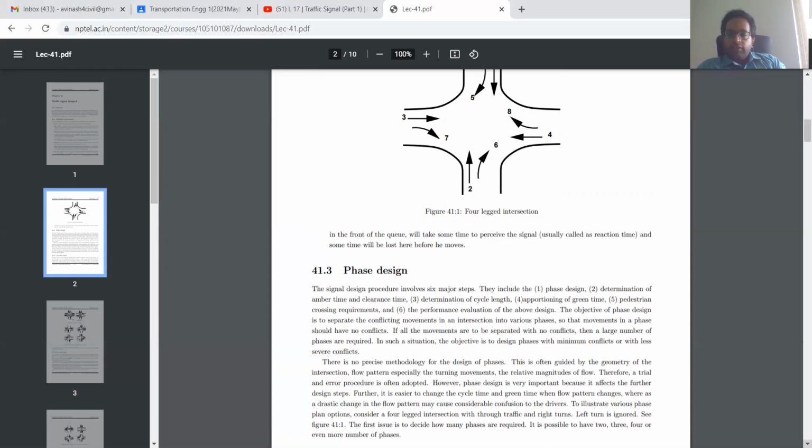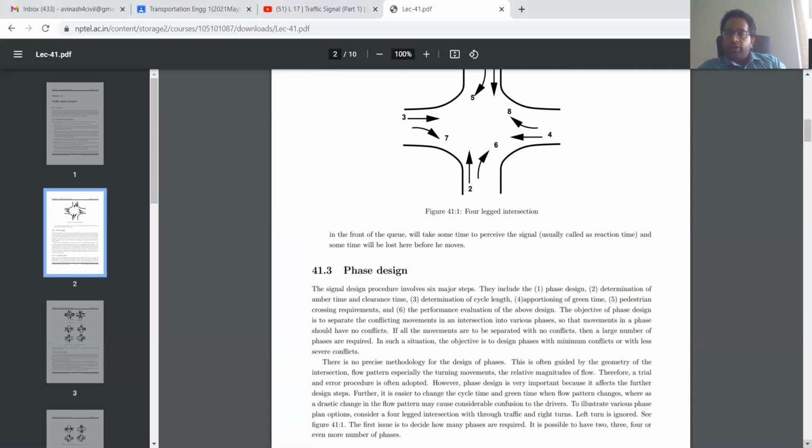But if the objective is to separate all the movements without any kind of conflicts, it requires a large number of phases. So in such a case, where the objective is to design all the structures without any conflict.